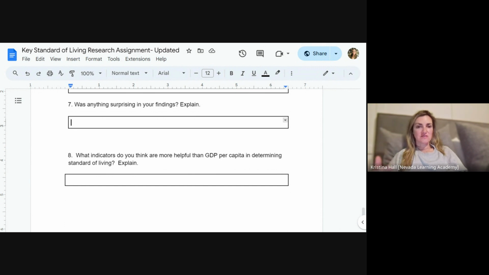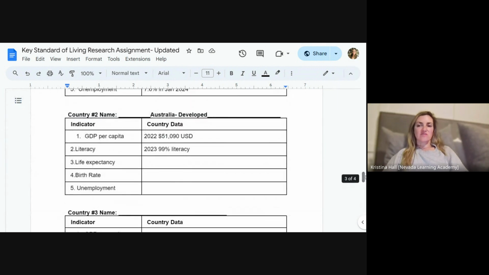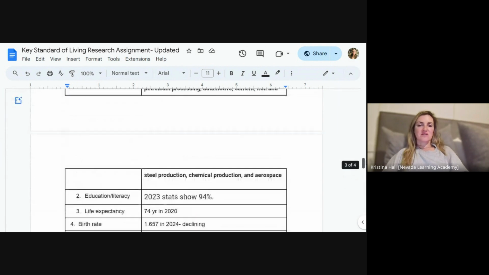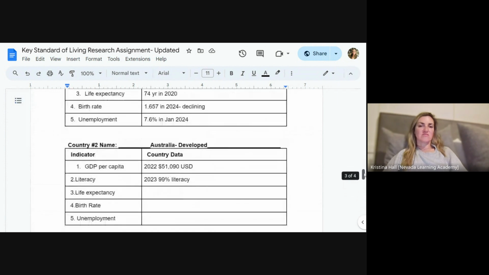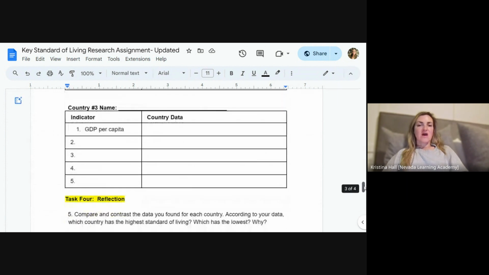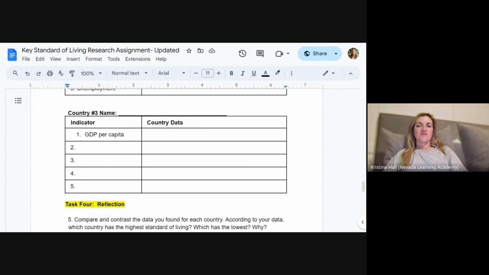And then finally, what indicator do you think was most helpful besides GDP? So GDP is obviously the easy way to see it, right? You see the dollar signs. The higher the dollar signs, the higher the standard of living. Okay, and we kind of see that even just comparing Brazil and Australia. Okay. And whatever you put for underdeveloped, it will probably most definitely have a low GDP.